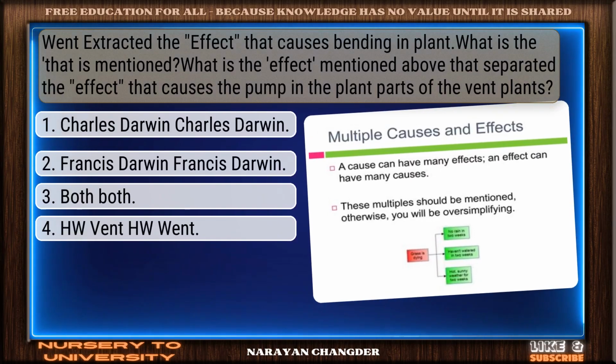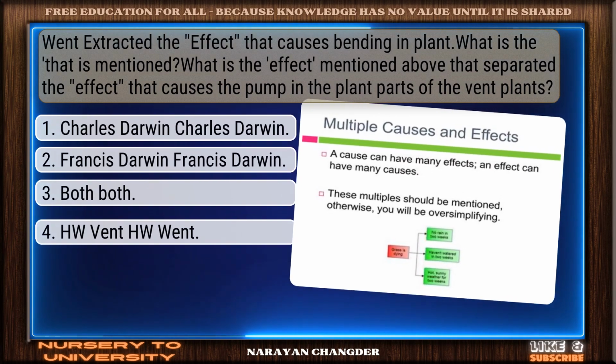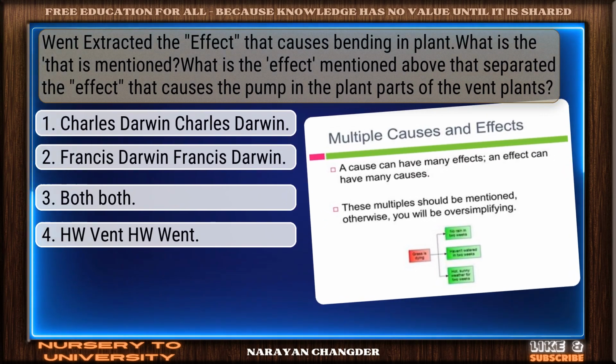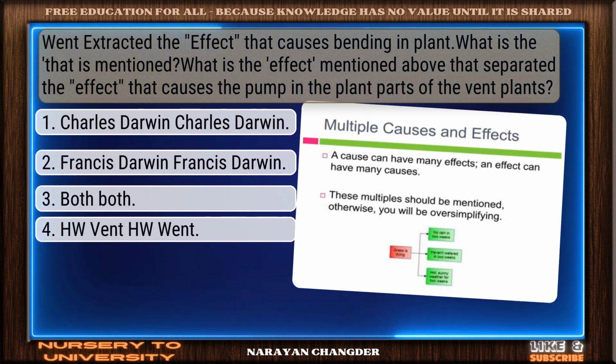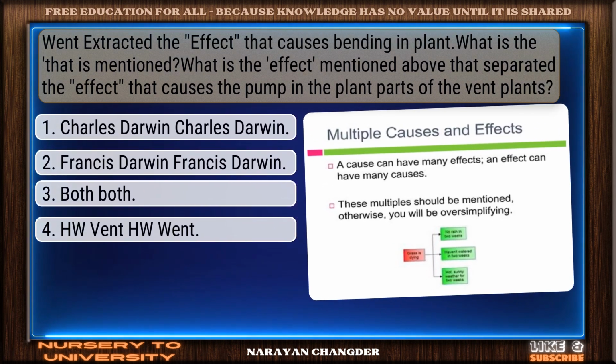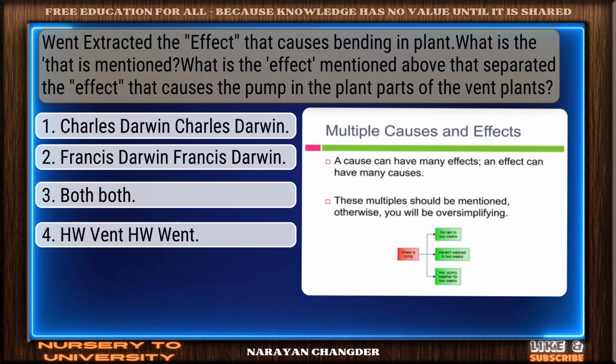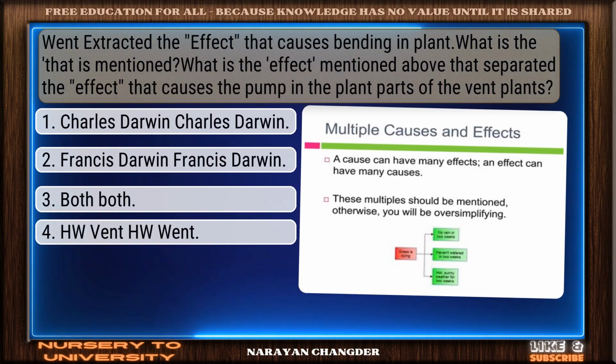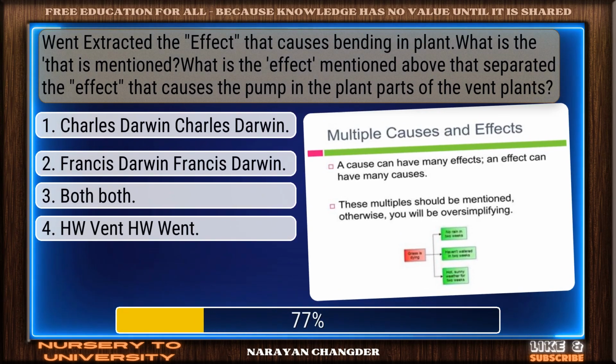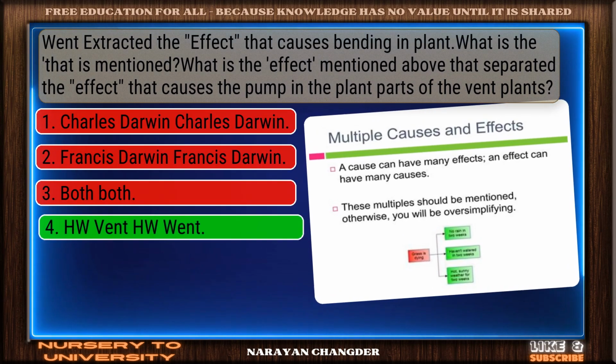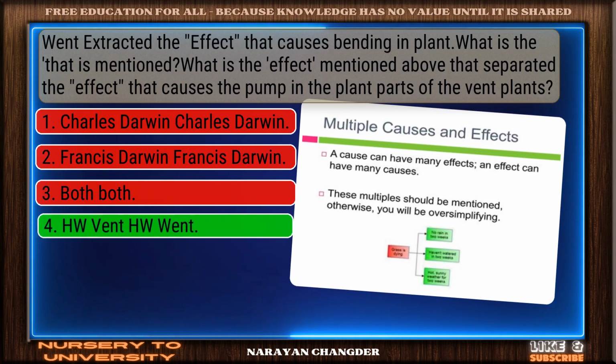What is the effect that causes bending in plants? What is the effect mentioned above? The effect that causes the bending in the parts of the plants. Smart move. Phototropism is the accurate answer.